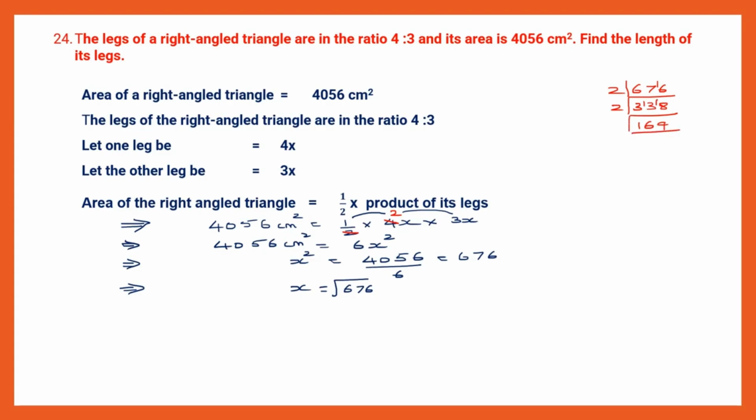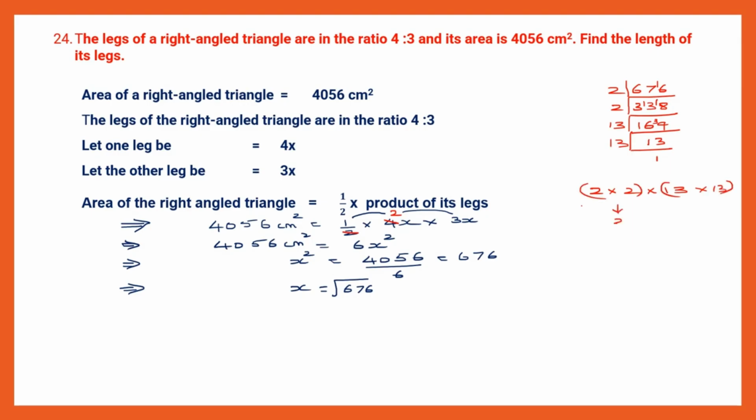Now we have 169. Now this is divisible only by 13. 13 ones are 13, and then we have 3 left, 39. 13 threes are 39. So we have 13 ones are 13. So what are the prime factors of 676? 2 into 2 into 13 into 13. Now pair them up. Take one from each pair.